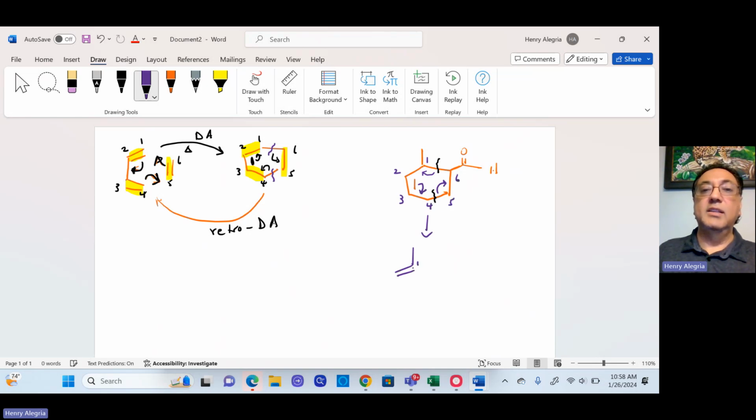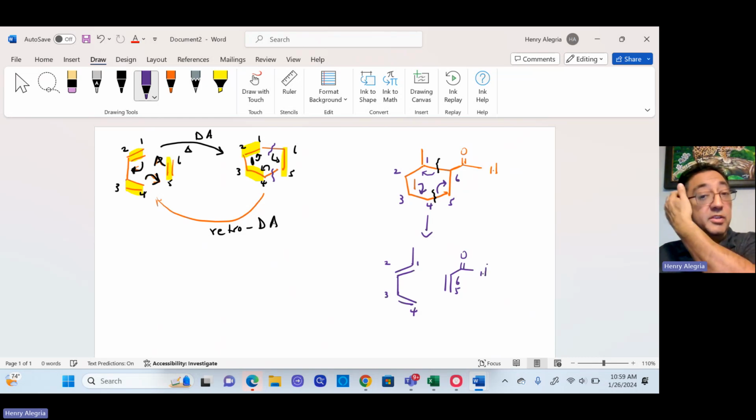So this is 1. There's now a double bond between 1 and 2. There's now a single bond between 2 and 3. There's now a double bond between 3 and 4. The bond between 4 and 5 is no longer there. 1 and 6 is no longer there. But I've now placed a double bond between 5 and 6. And 6 is the one that has the aldehyde substituent. So there's my diene, there is my dienophile.